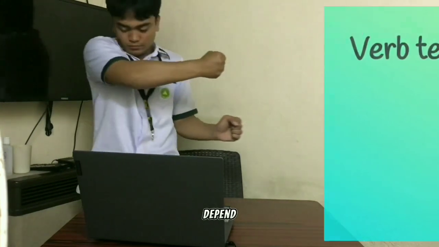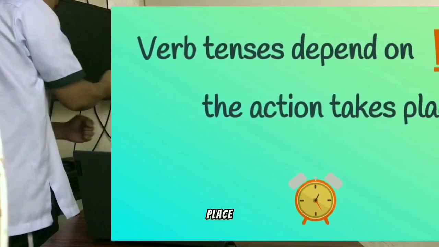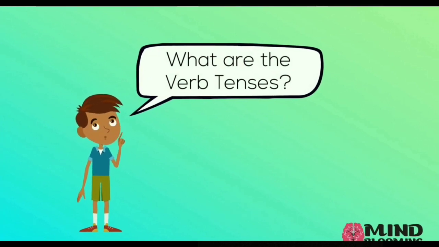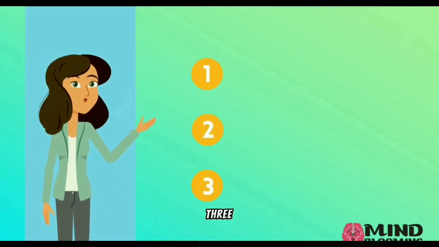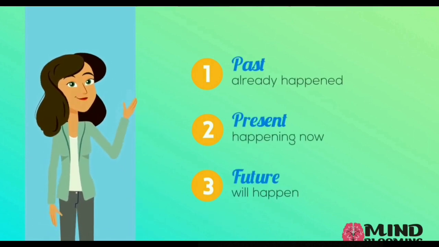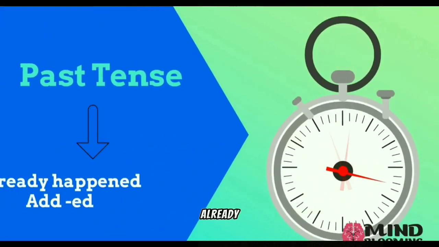There are a lot of tenses of verb, but let us just look at these three kinds, or the three primary tenses of verb. Here it goes. Verb tenses depend on when the action takes place. So, what are the verb tenses? There are three verb tenses: past, present, and future tense. Past tense means it already happened.